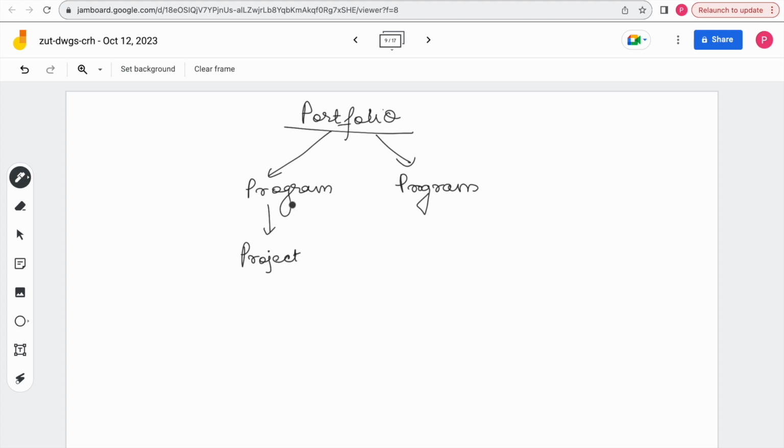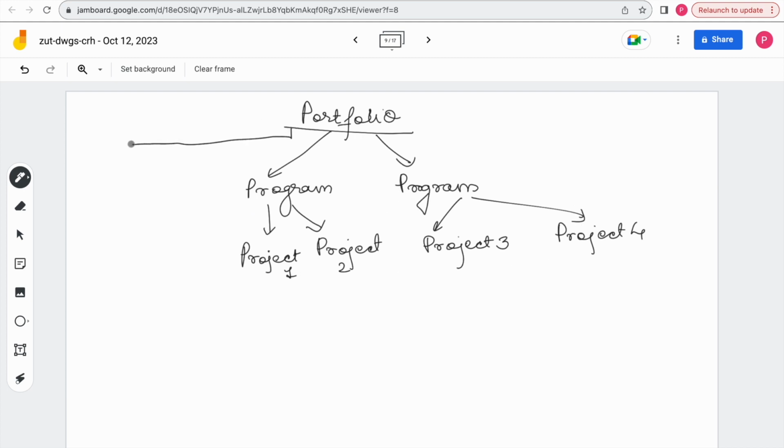Let's say project 1 and project 2, and here you have project 3 and project 4. So under a portfolio we have a group of programs, which further has a group of projects. This is clear. See, a portfolio can directly manage certain projects. Suppose it is a small project in the initial stage and the portfolio manager doesn't want to put it under any program, the portfolio manager can directly manage it.